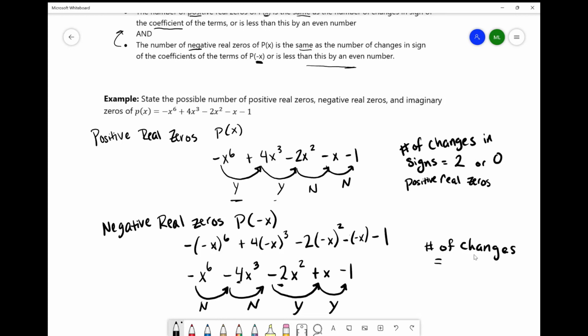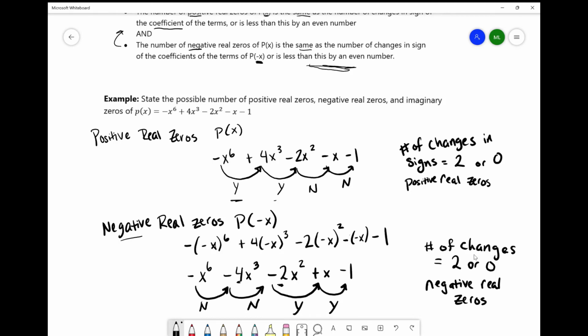So the number of changes in sign that happen for negative real zeros is either 2, because I have 2 yeses right here, and it says less than that by an even number. This is the key word here. Less than that by an even number, so again, it's either 2 or 0, just like our positive. So I have either 2 positive reals or 0 positive reals, or I have 2 negative real zeros, or 0 negative real zeros.